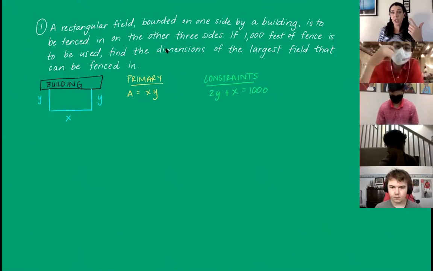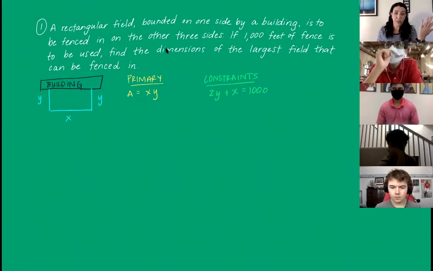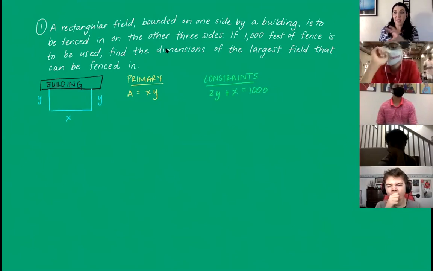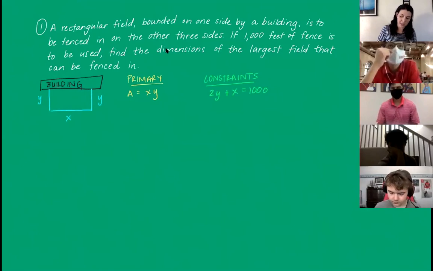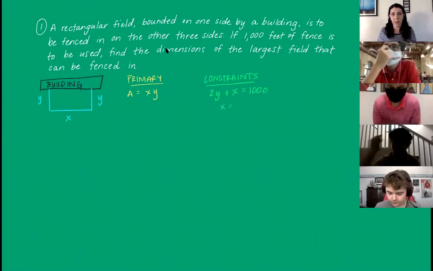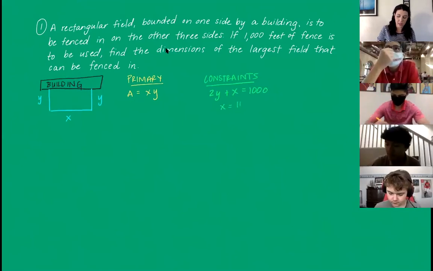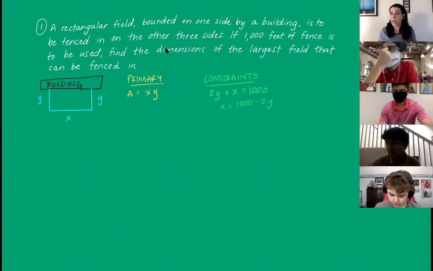The next thing I want to do is take those constraints and plug them into my primary. There's a couple different ways you could do this, right? Often it's helpful to isolate a variable in your constraints and then substitute that into your primary. So I'm going to isolate the x just because it's the easiest thing to isolate here. So if I isolate x, I end up getting 1,000 minus 2y is equal to x. I haven't really done anything, just moved the constraint around.